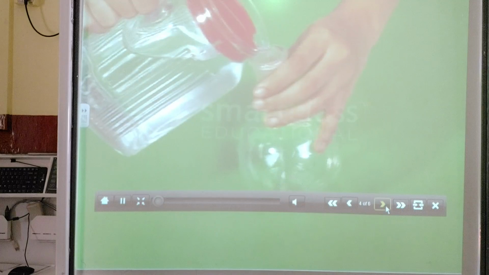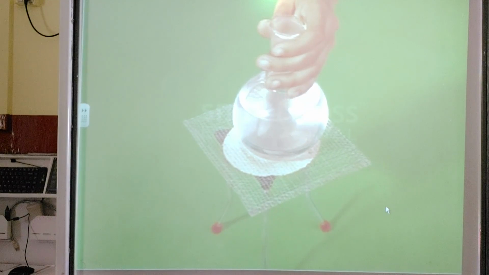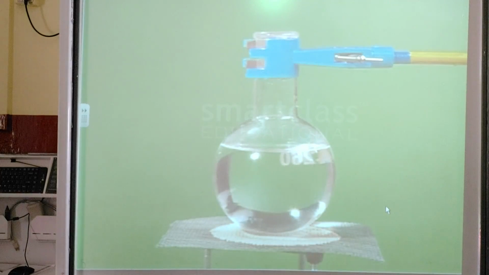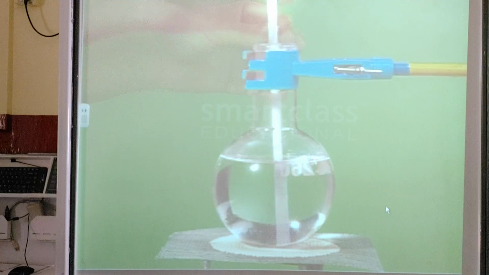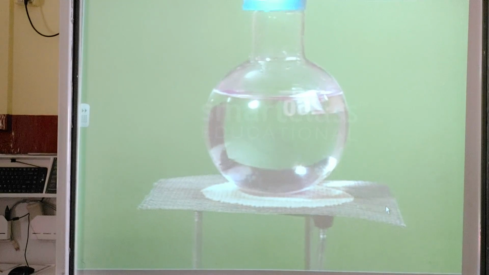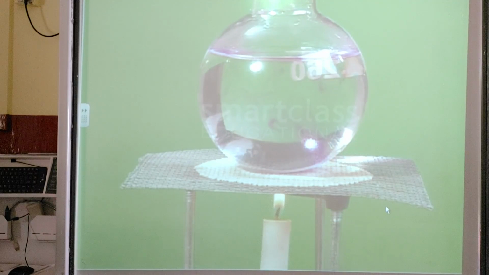Fill approximately 2/3 of the flask with water and place it on the tripod stand. Wait till the water in the flask is still. Now, with the help of a straw, gently place a crystal of potassium permanganate at the bottom of the flask. Now, heat the water by placing the lighted candle just below the crystal.